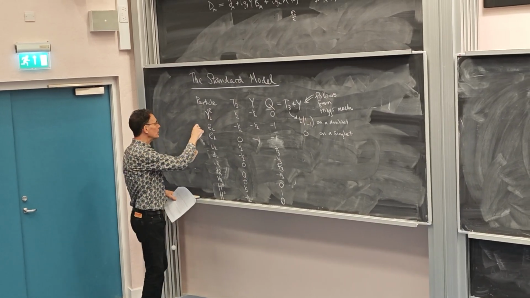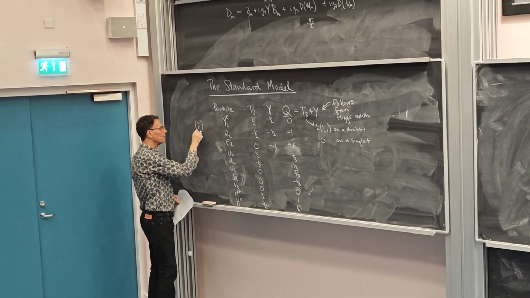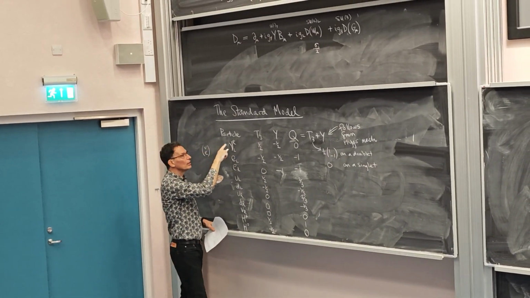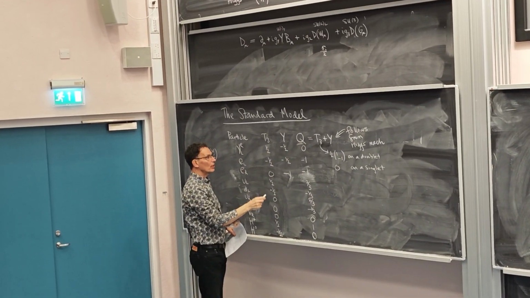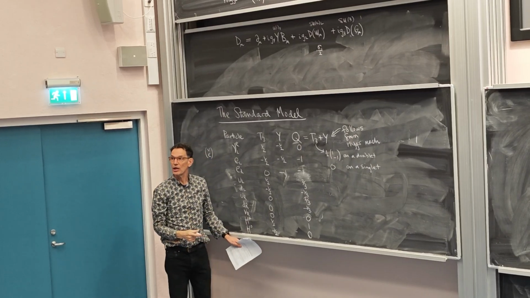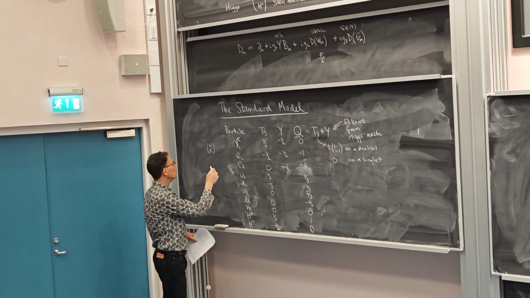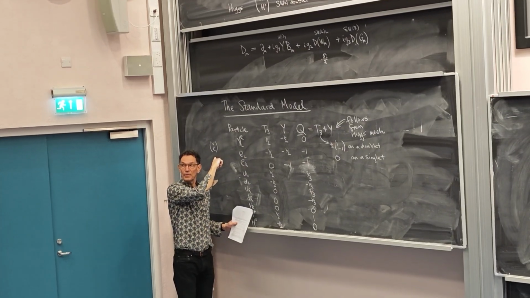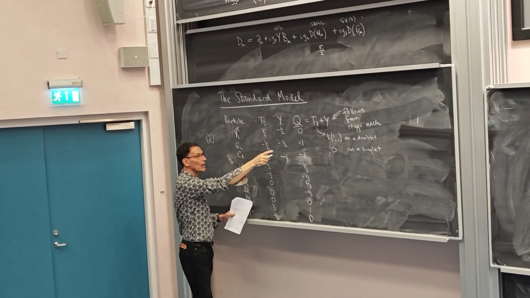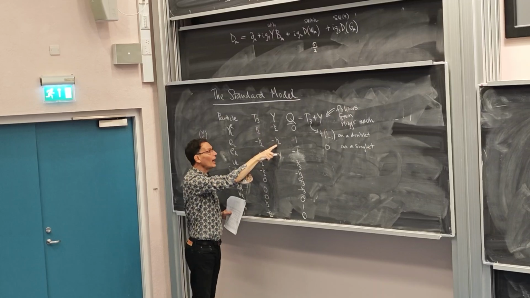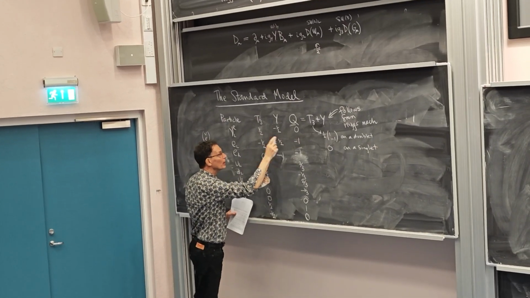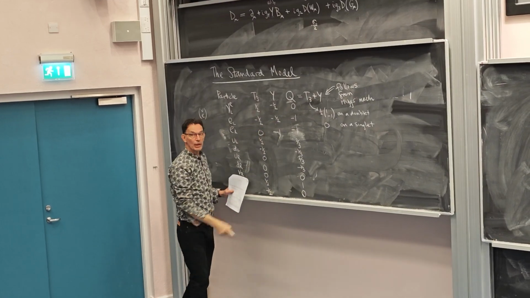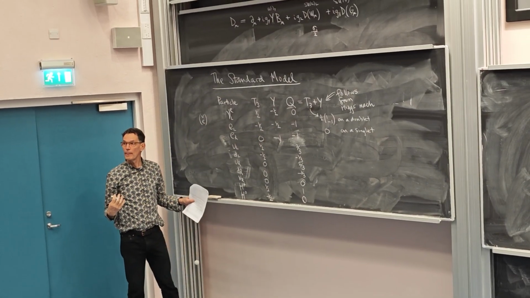left-handed. So it comes in a doublet, nu e, and so obviously it has T3 of a half, it's the upper component. Electric charge is 0, so it must have a hypercharge of minus a half. Okay, so this guy is in the same doublet. The SU2 commutes with the U1, so it better have the same hypercharge. And Q is T3 plus Y, and it has T3 of minus a half because it's the lower component. Add these two, you get minus 1, which is the charge of the electron.